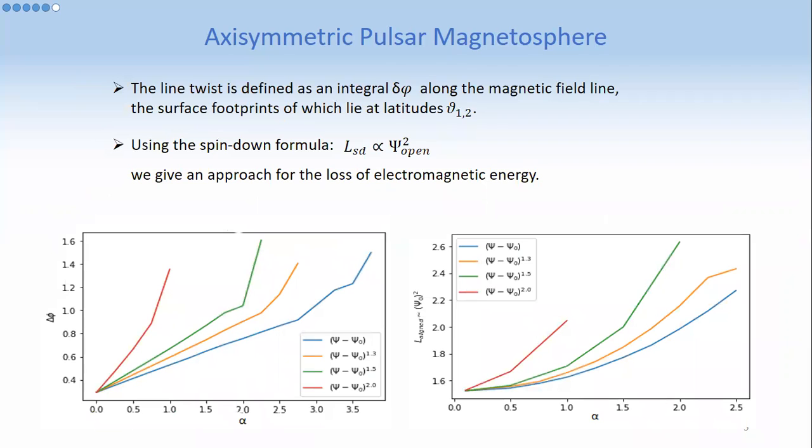The line twist is defined as an integral of delta phi along the magnetic field line, the surface footprints of which lie at latitudes of θ1 and θ2. Using the spin-down formula of Contopoulos and Spitkovsky, we give an approach for the loss of electromagnetic energy, as you can see from the diagrams below.